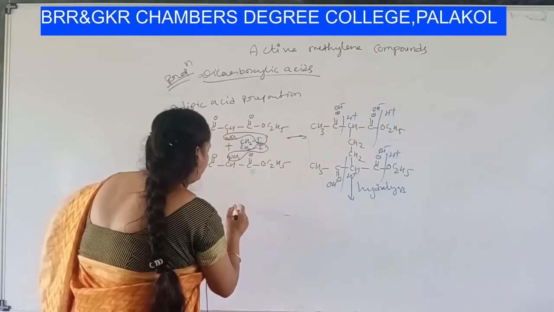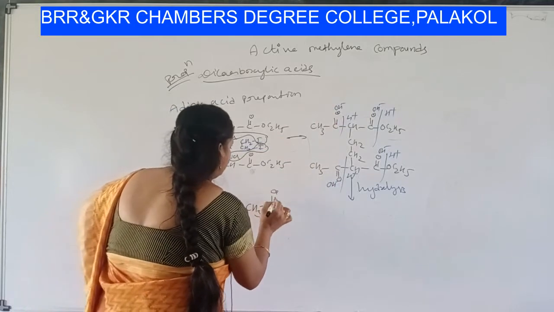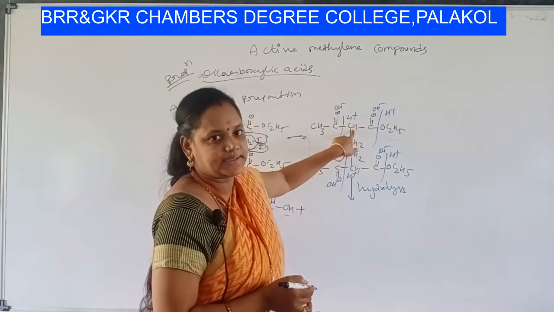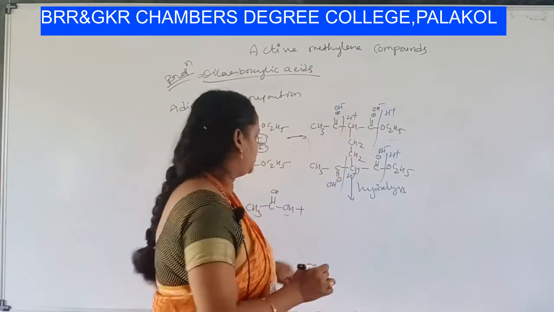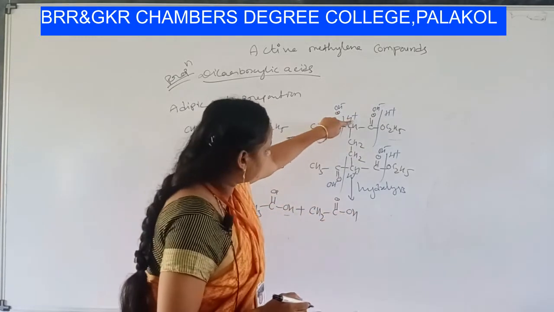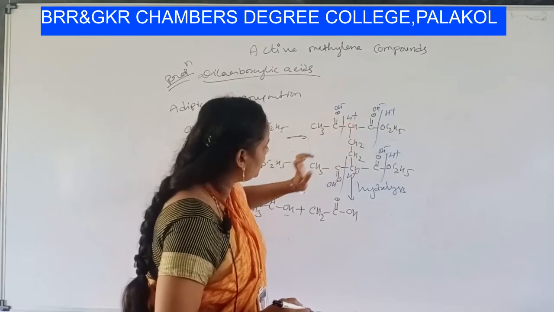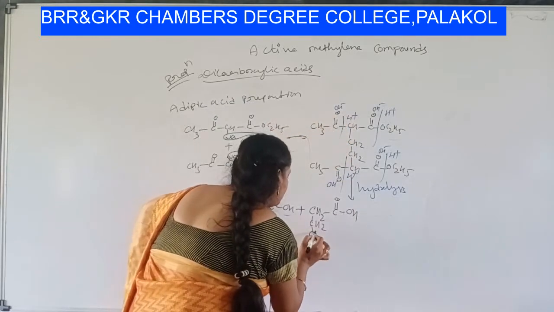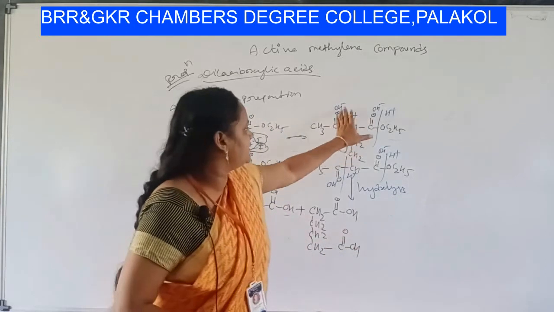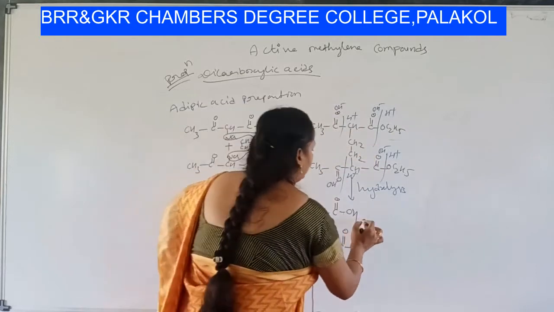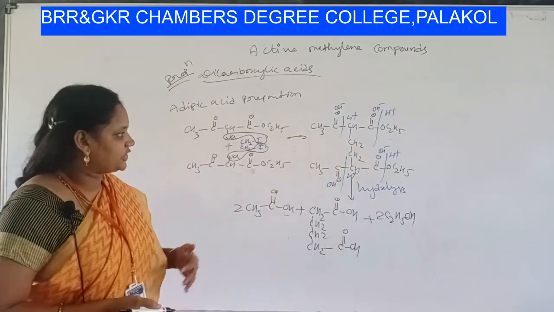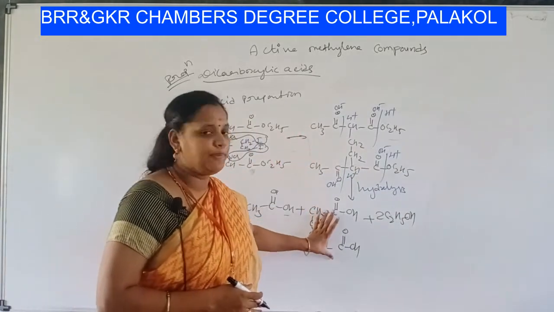So 2 moles of acid, plus here H is added, CH2 C double bond O OH. So CH2 C double bond O OH, and between this, 2 more CH2s are there, CH2 C double bond O OH. Okay, this complete molecule is this, and 2 moles of C2H5OH, ethyl alcohol. Okay students, this is our adipic acid.